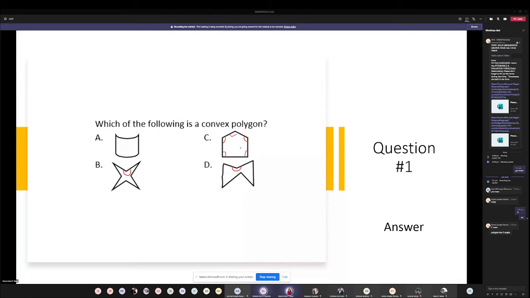And 180 is the straight line. So if the opening is wider than the straight line, that means it's already greater than 180 degrees. Okay, so the answer is letter C.